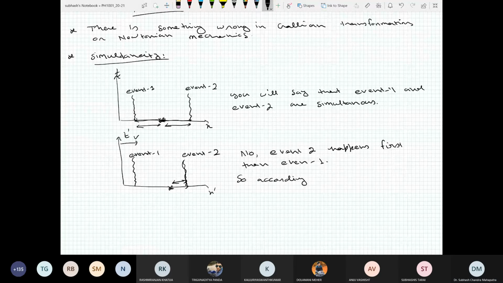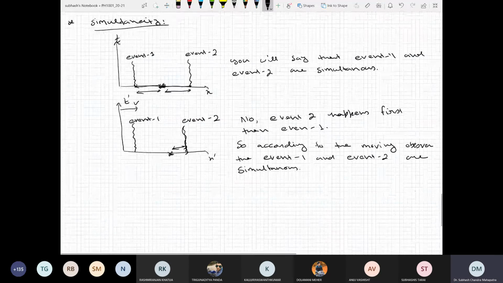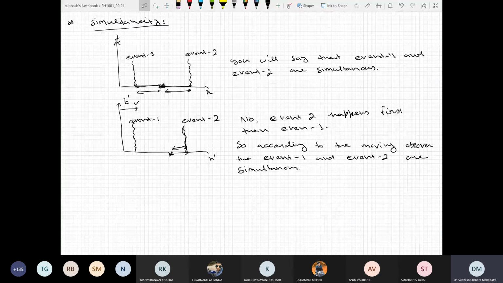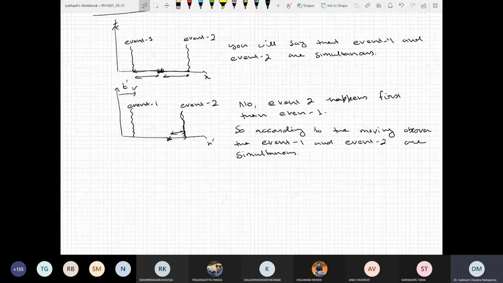So according to a moving observer, event 1 and event 2 are not simultaneous. And if that is the case, what do you mean by simultaneous? They happen at the same time.